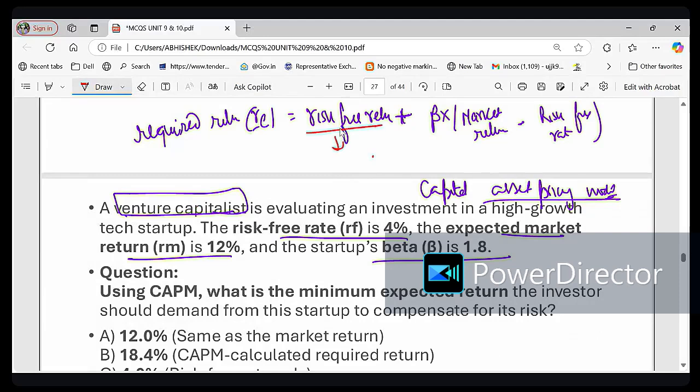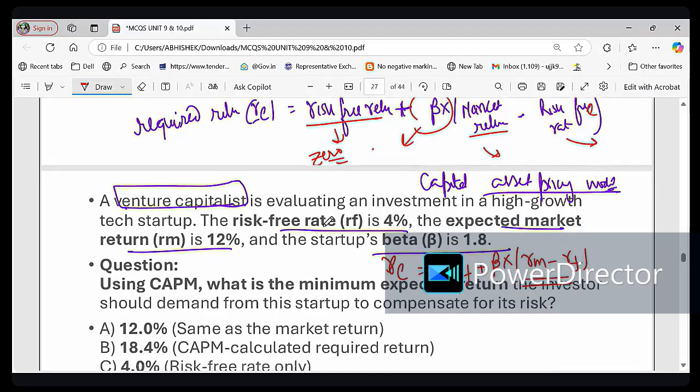Risk-free return means what you earn with zero risk. There are some investments where risk is zero, like government bonds, right? That is the risk-free rate. And what is the market return? So in short, we can also write it like this: RE is equal to RF plus beta multiplied by RM minus RF. So this is the formula. Market return means what you expect from the entire market. And beta, we have already discussed, means how much riskier the stock is as compared to the market, right? So just plug in the values.